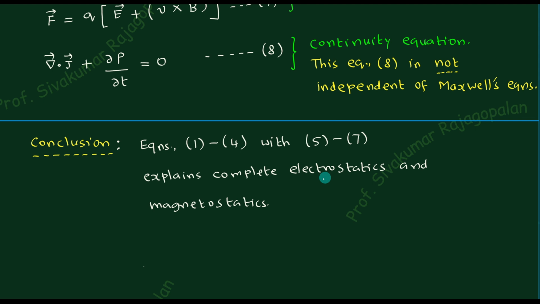Somewhere it is required. They are required in order to make the completeness. Completeness means certain phenomena cannot be explained without 5, 6 and 7. So that is the point we noted.